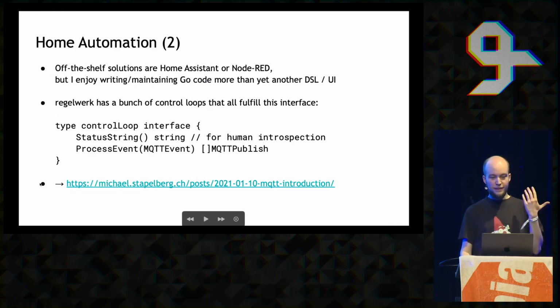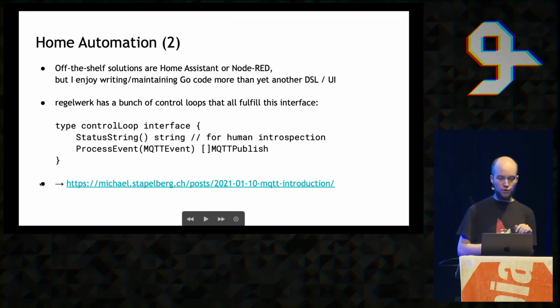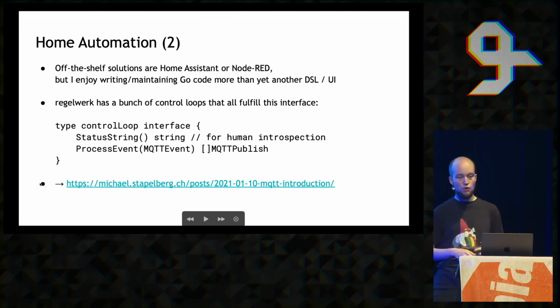There are, of course, a lot of off-the-shelf solutions like Home Assistant or Node-RED or maybe others, like something from the home automation vendor that you bought. But I actually enjoy writing and maintaining Go code more than learning some other strange DSL.